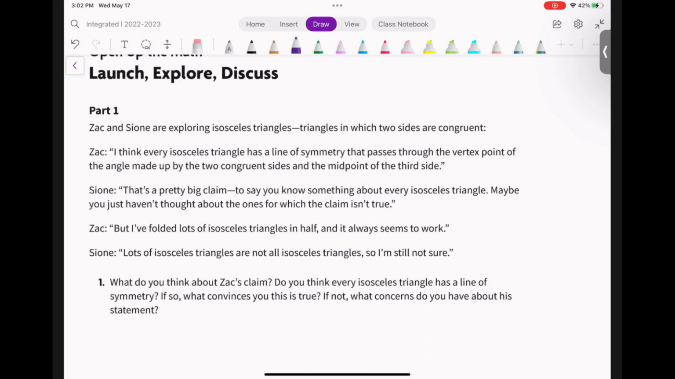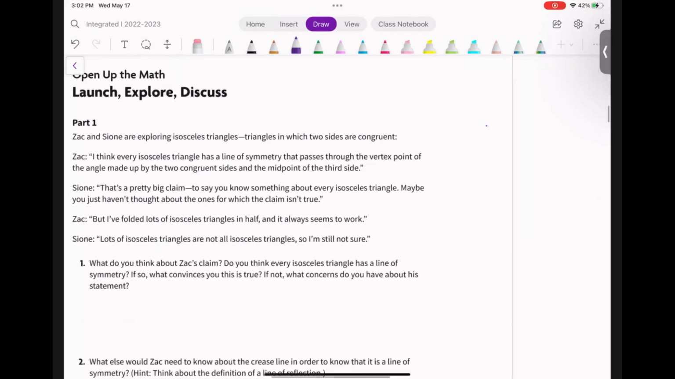Zach, I think every isosceles triangle has a line of symmetry that passes through the vertex of the angle made up by the two congruent sides and the midpoint of the third side. I'm just going to show you a picture of what he's saying. So an isosceles triangle is when you have two sides congruent. Zach says this is a line of symmetry for every isosceles triangle.